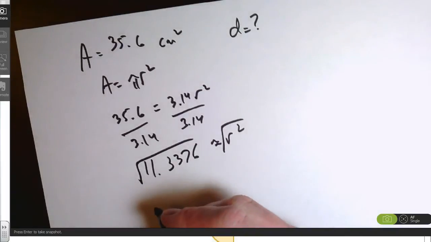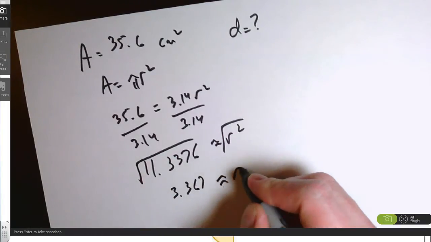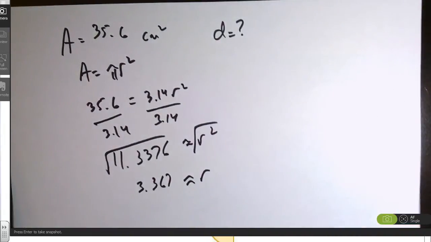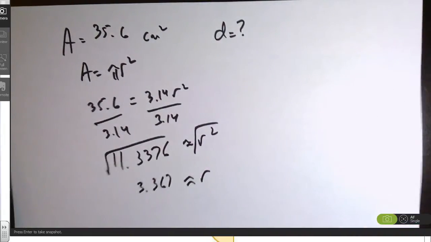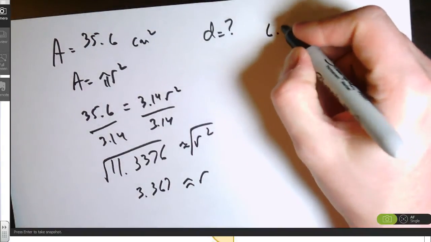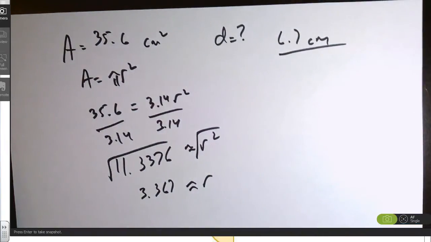And that is 3.367, the radius. So to find the diameter, double that. So 3.367 times 2. The diameter is then 6.7 centimeters, because it did say nearest tenth.